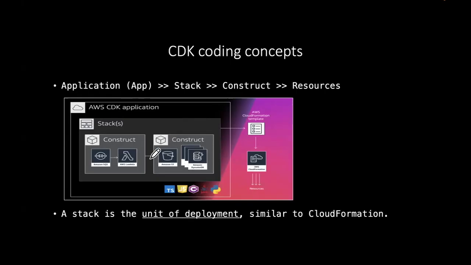And the graphic then shows you the hierarchy that's going on here. The only point I'm making down here at the bottom is, if you've got a CDK application that's made up of a number of stacks, then you can deploy individual stacks rather than deploying all of them. So the stack is the unit of deployment.